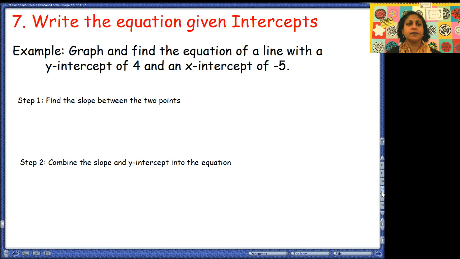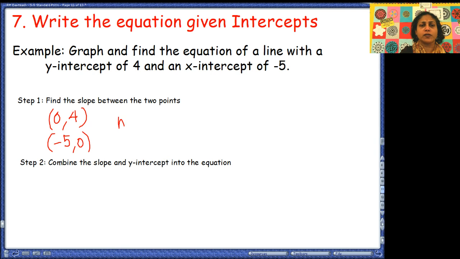The next item is to write the equation given intercepts. This one is a little tricky, but only the first time around. So it says to graph and find the equation of a line with a y-intercept of 4 and an x-intercept of -5. So if the y-intercept is 4, the ordered pair is (0, 4). And if the x-intercept is -5, then the ordered pair is (-5, 0).